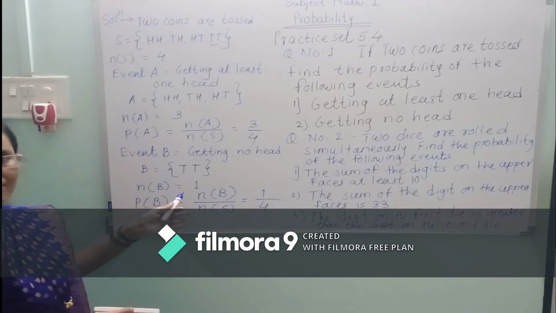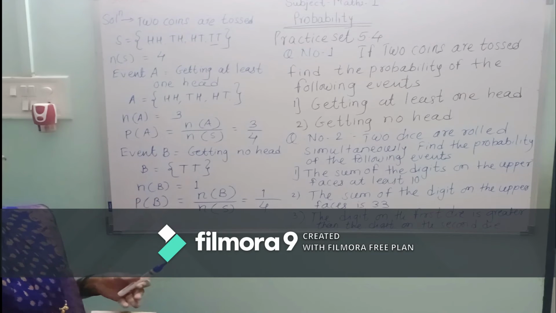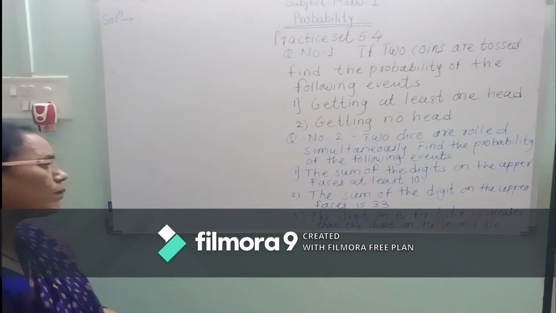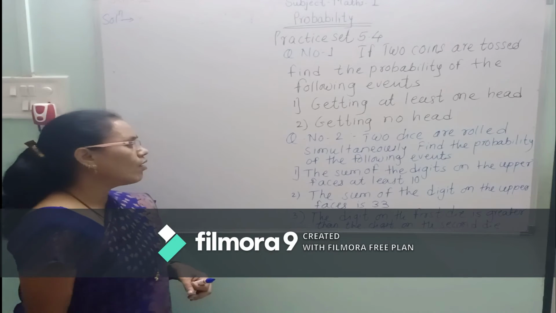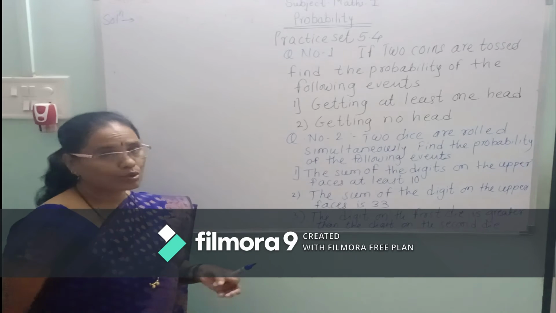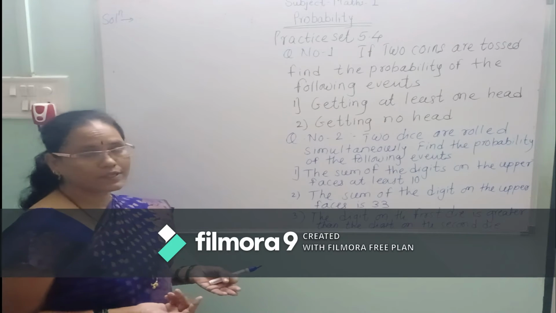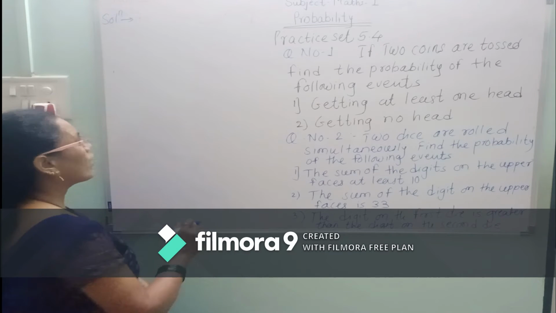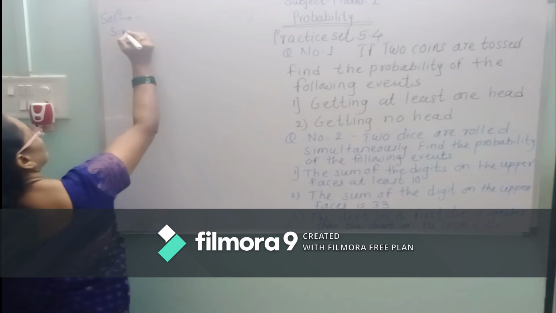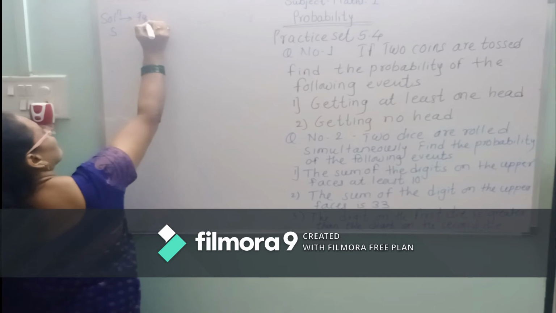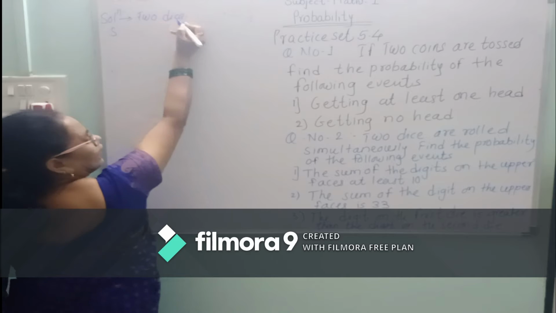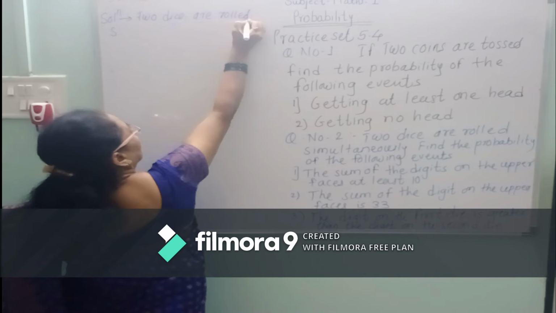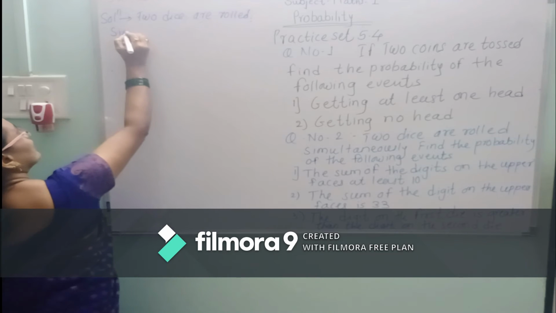Write this solution or take a screenshot. Number 2. Two dice are rolled simultaneously. Find the probability of the following events. You know that when two dice are rolled simultaneously, there is a sample space and a number of sample points. So write down the solution. Two dice are rolled simultaneously.